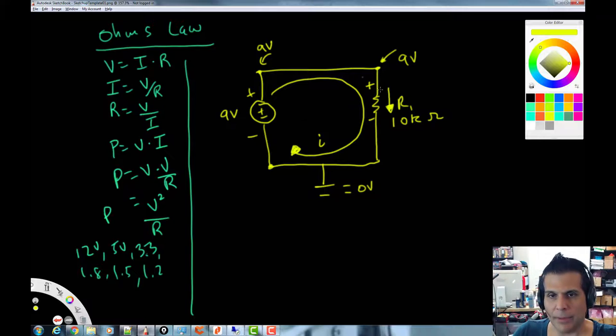And the entire voltage will have to drop over this one resistive element to get us back down to 0 volts. So we know that there's 9 volts that drop over that resistor, which makes sense because there's just one voltage source and one resistor. Okay, so let's do our math.